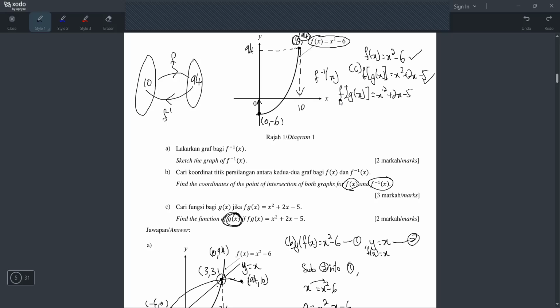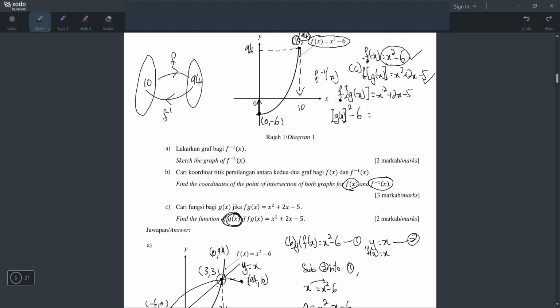So the outside is f. And if you look, this is also f. So they are the same function. It means I can write down the x² - 6 here. But I have to be careful. I cannot write x² - 6. I have to write what? (g(x))² - 6.